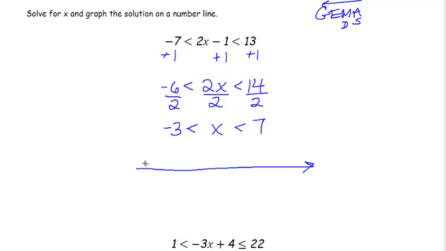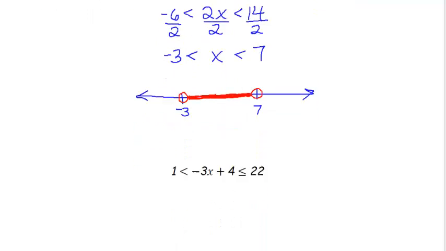When we graph our answer for this one, let's see what that's going to look like. -3 and 7 go on our number line. We don't want to include those values, right? Not equal to that, but we want x to be in between them. So we're going to shade in between. So we really just have one extra piece of the inequality to deal with, but really the steps are identical. Let's just do one more and make sure we're okay with this.